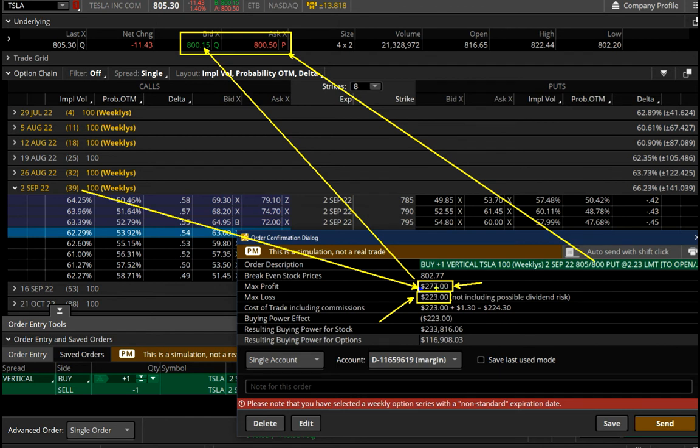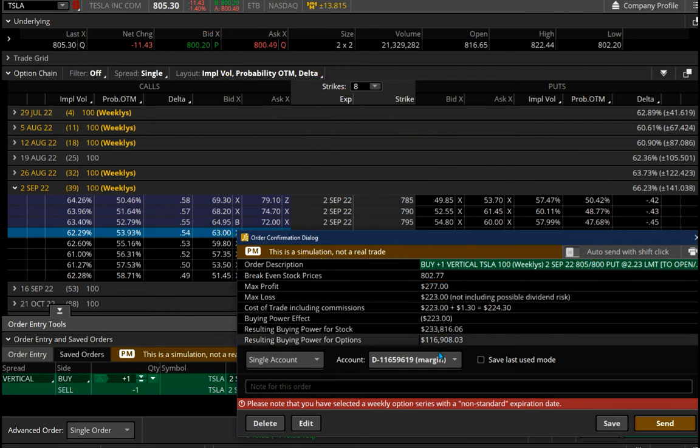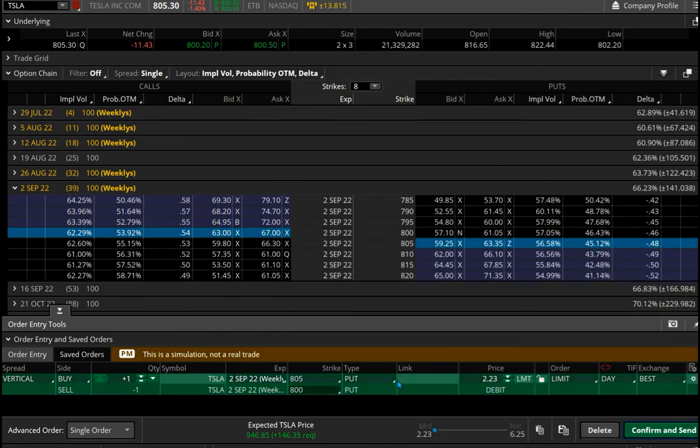I can't make $277 on this trade if I bought a stock unless the stock price went up $277. Obviously, much lower chance of that happening than having it close below 800 on a put vertical or above 805 on a call vertical. Again, that is the beauty of options. They are leveraged. We can play big stocks for small amounts of money.